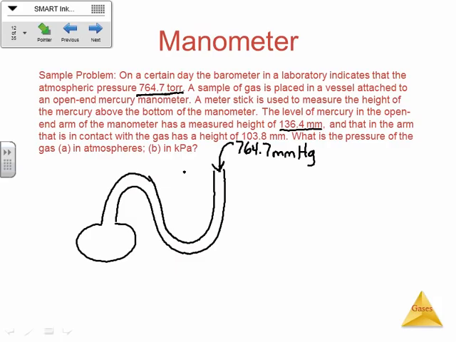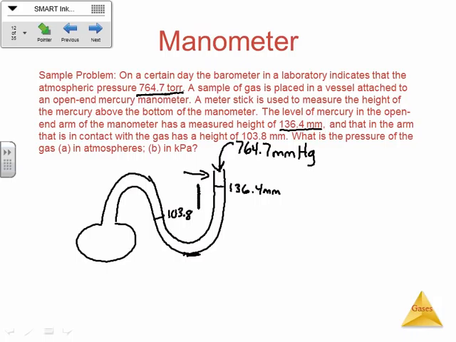Okay, so the level of mercury in the open end arm, that's this part right here. It's the open end arm because it's open on the end. And it has a measured height of 136.4 millimeters. The arm that is in contact with the gas has a height of 103.8, so that's going to be a little bit lower, okay? And that's just measuring from the bottom down here. So this one's 103.8. Again, this picture is just not awesome.